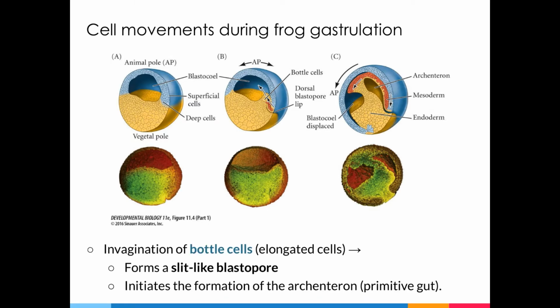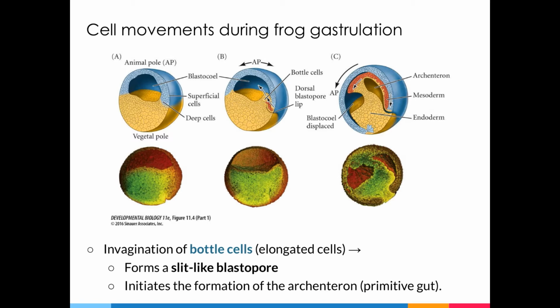At this site, some of the cells elongate and begin to invaginate, forming a blastopore that initially looks like a slit. The blastopore is the point in a gastrulating embryo at which cells are moving inward to form the primitive gut or archenteron. In deuterostomes like amphibians and mammals, the blastopore becomes the anus. In protostomes, the mouth forms at or near the blastopore opening.